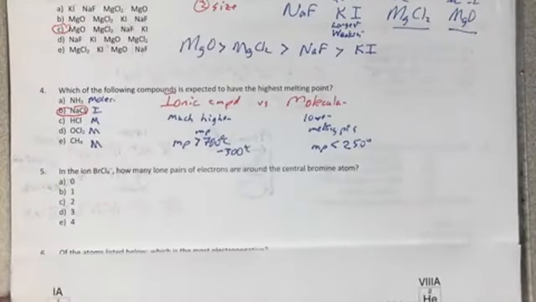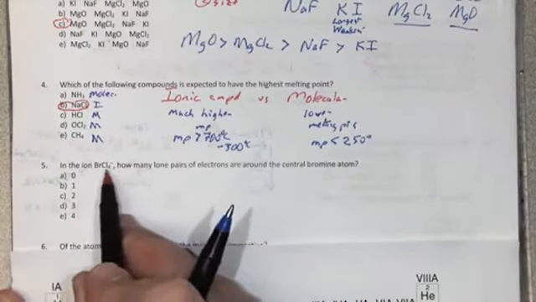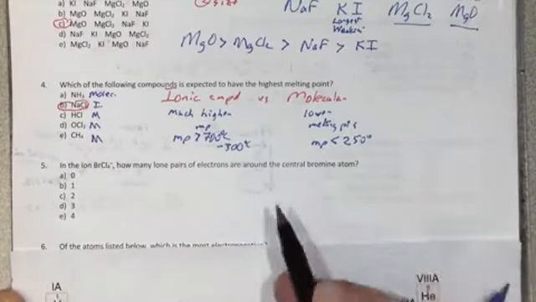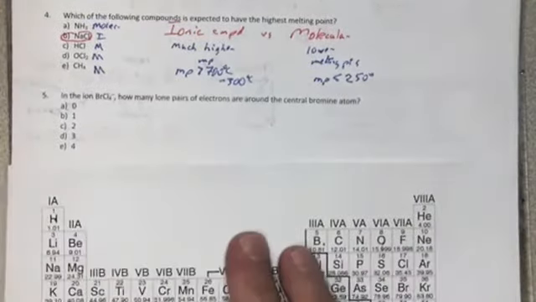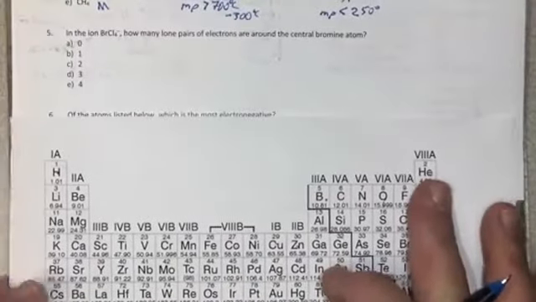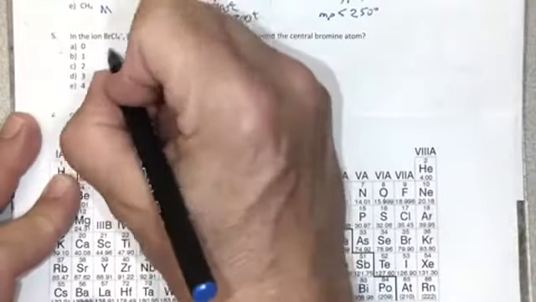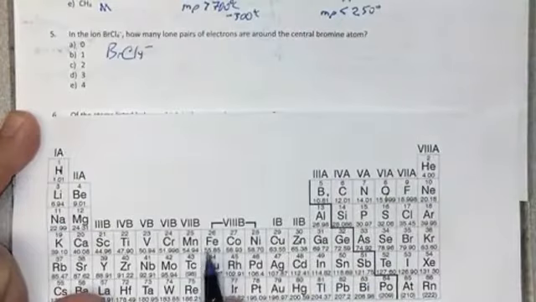Okay, so that has dealt with some of the concepts involving ionic compounds. The rest of these problems deal with molecular compounds, and the most important learning objective in this chapter is to learn to draw the Lewis structure correctly. So this says, in the ion BrCl4-, how many lone pairs of electrons are around the central bromine atom? We have to draw the Lewis structure for that. And when we draw the Lewis structure, here's what we're going to do. The first thing we do in BrCl4- is to add up the valence electrons.